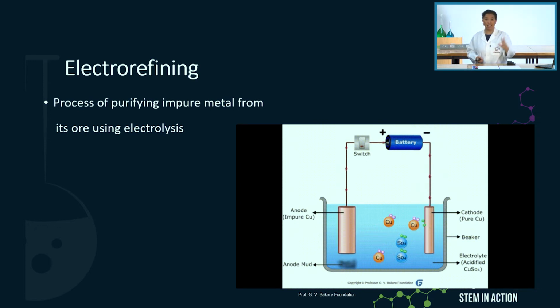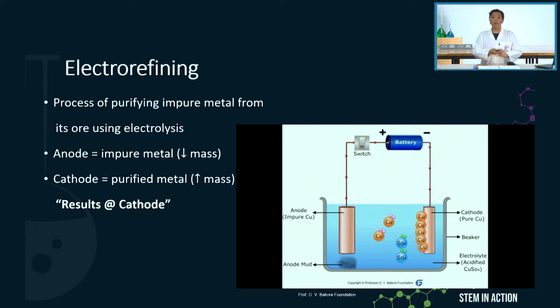So that's stuff you learned in grade 9 and 10, just ringing that bell over there. Important here, we need a power source. Once we've got that circuit closed, you can see that the electrons are moving from the anode to the cathode. In this case, our anode is our impure metal, the ore that we want to purify. And the cathode is the result that we want to achieve.